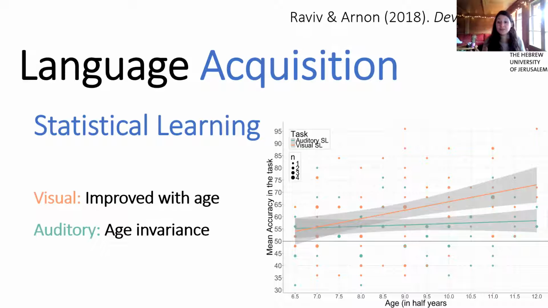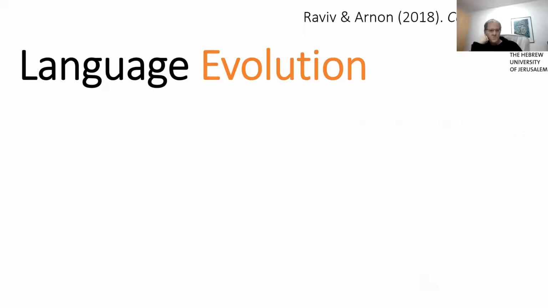When I compared children's learning, I found a difference in the developmental trajectory of statistical learning across modalities. While statistical learning improved with age for visual patterns, it was age invariant for auditory patterns. So auditory learning did not change much during childhood. It stayed pretty stable. These results show that this capacity of detecting patterns in your environment develops differently across domains, and suggest that this is not a unitary, stable, domain-general capacity, but rather modality sensitive.